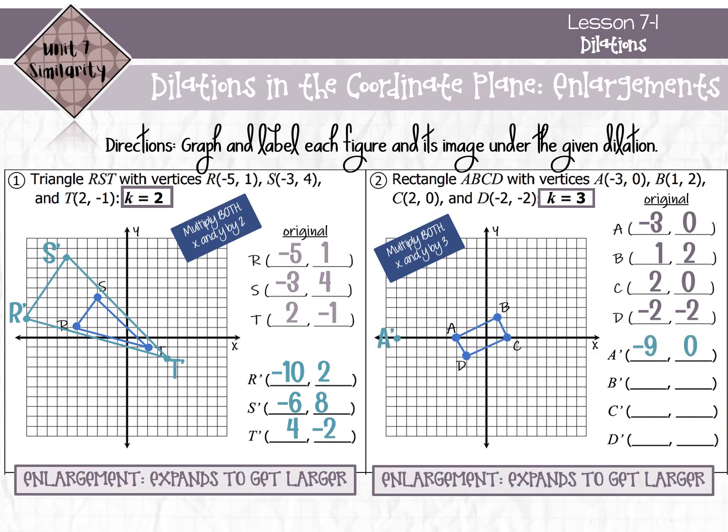So A prime is going to be at (-9, 0). B prime's at (3, 6). C prime's at the point (6, 0), and D prime's at the point (-6, -6). Connect the dots to make a rectangle. A prime, B prime, C prime, D prime, that rectangle is now the dilation after using a scale factor of 3 on our original rectangle.